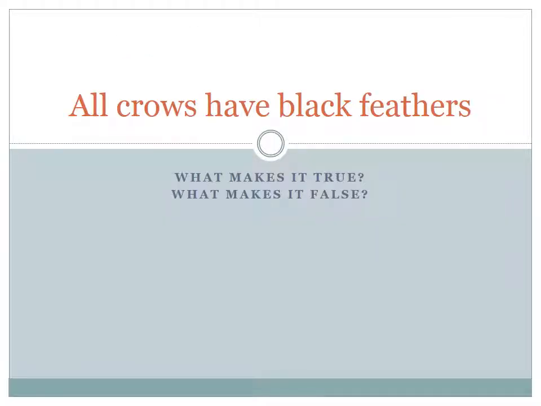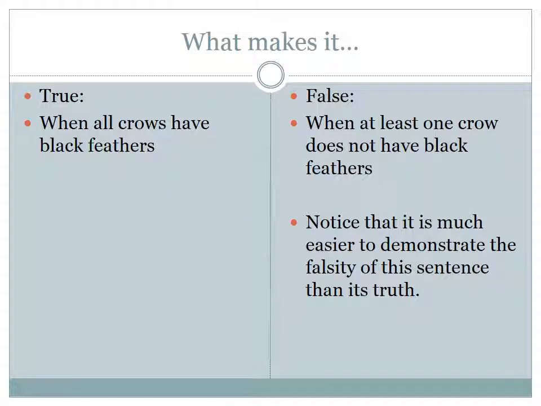So now a couple of other sentences. First, the sentence, all crows have black feathers. Again, what makes it true and what makes it false? It's true when all crows do in fact have black feathers, and false when at least one does not. This is something interesting about statements that begin with the word all, is that it's much easier to demonstrate the falsity of the sentence than to demonstrate its truth.